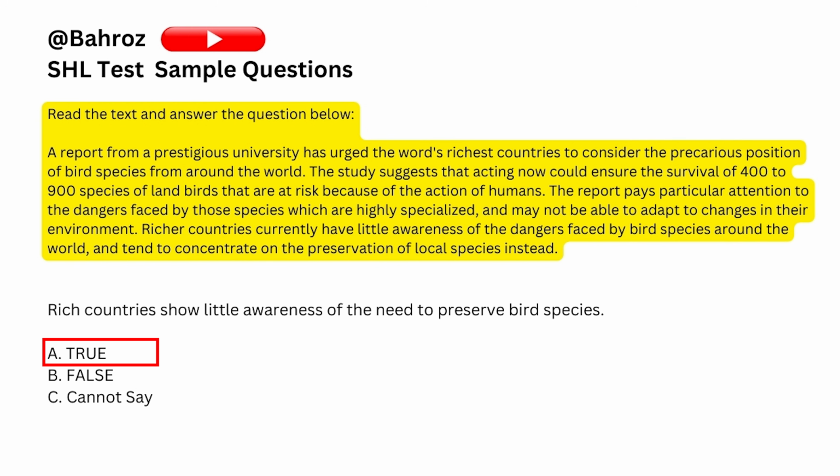Answer is true. The passage explicitly states, richer countries currently have little awareness of the dangers faced by bird species around the world. This directly supports the statement that rich countries show little awareness of the need to preserve bird species, making the correct answer true.